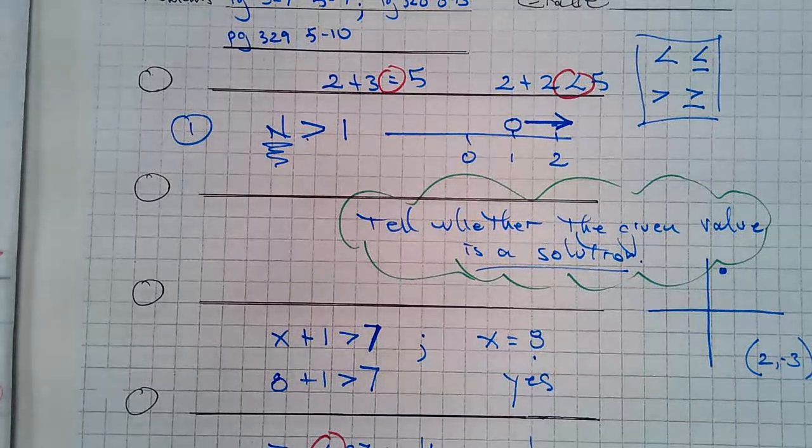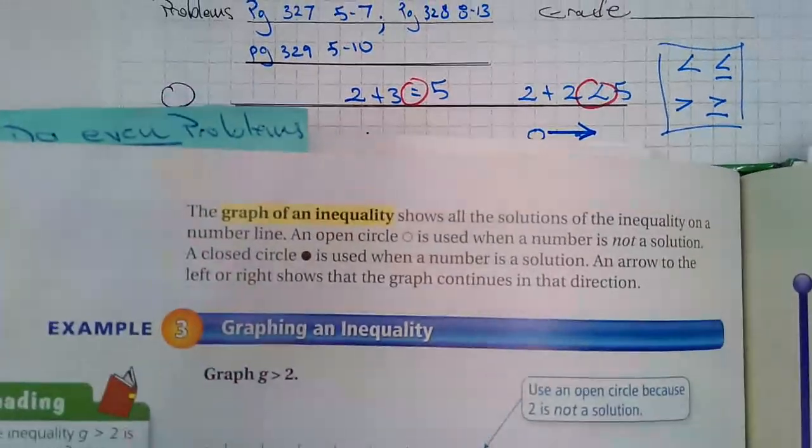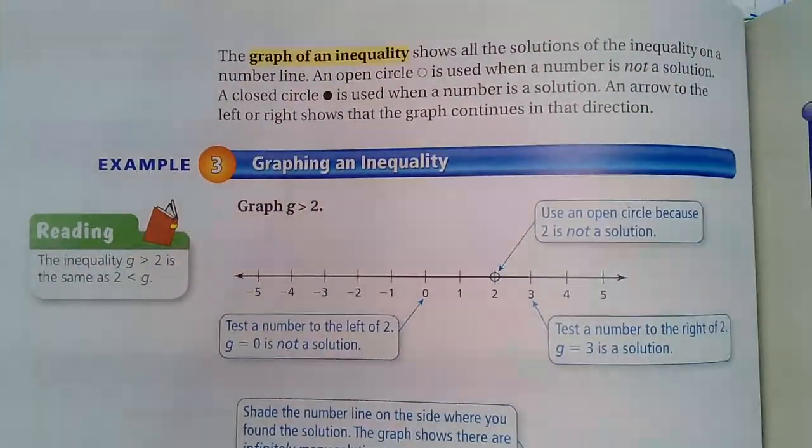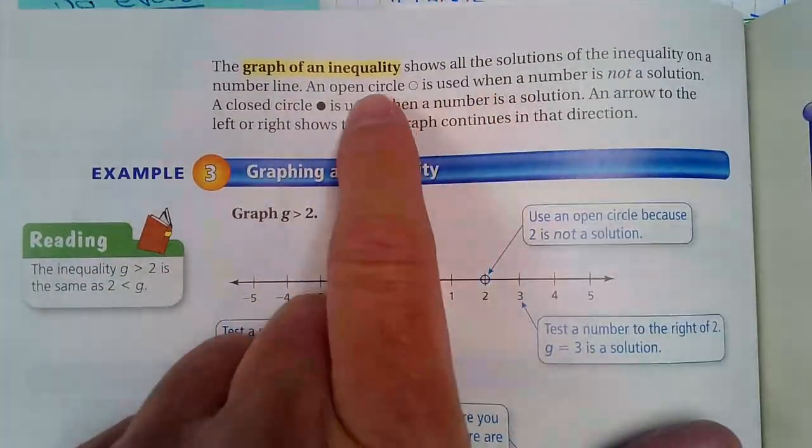Next page, it says the graph of an inequality shows us the solutions of the inequality. I'm looking at the top of page 328. And so again, they're defining a term here, which is convenient. You guys can see this in your book.